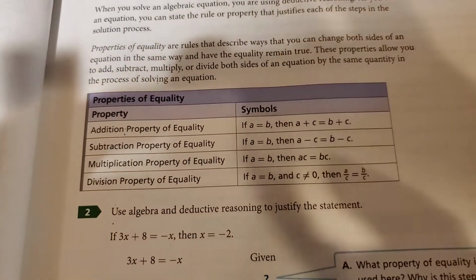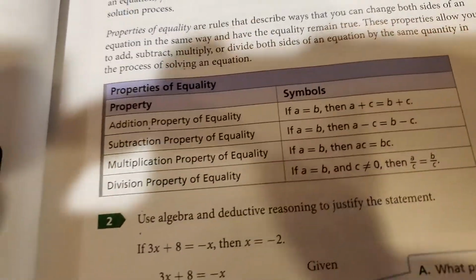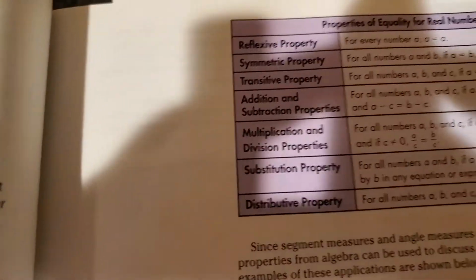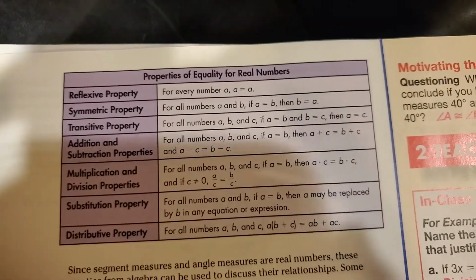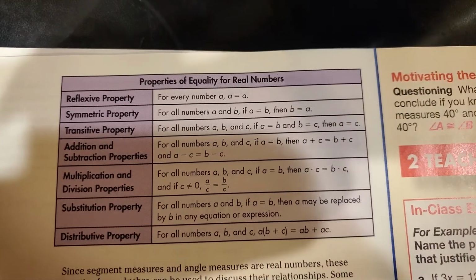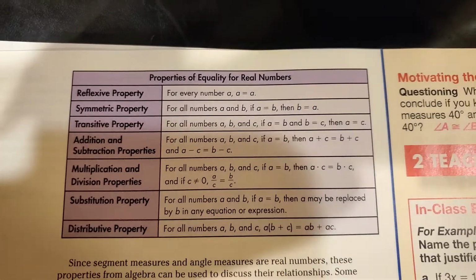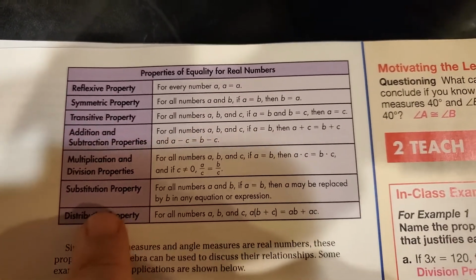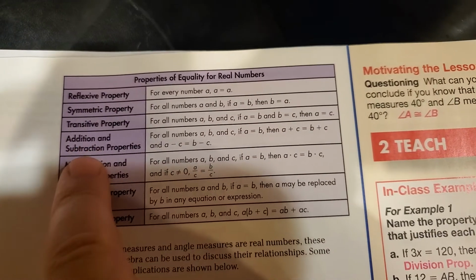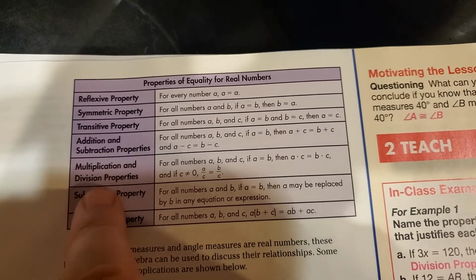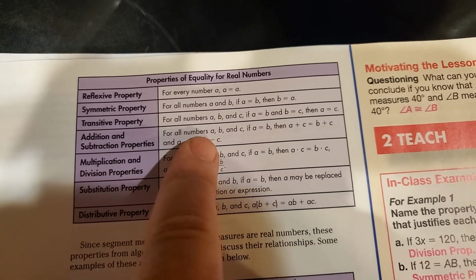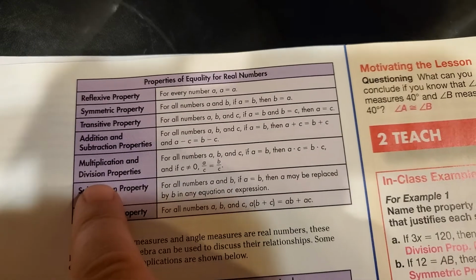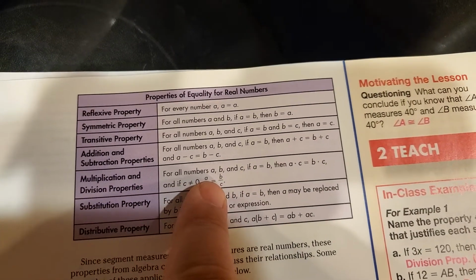Okay, but there are more properties than this. So I'm going to show you in another textbook I have here a little longer list of properties of equality. Okay, so I still have those ones I mentioned earlier. We still have the addition and subtraction, the multiplication and division. You know, in this book they grouped addition and subtraction together because they're just opposites of one another. Multiply and divide are opposites, so they put those together.